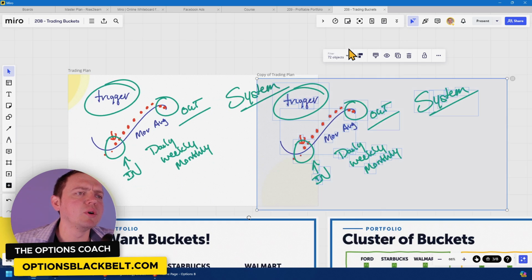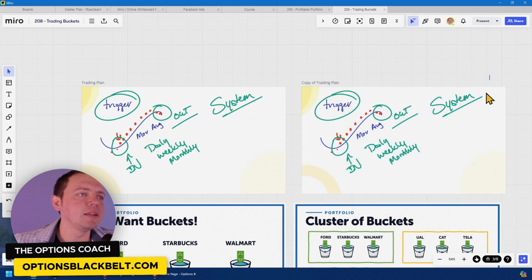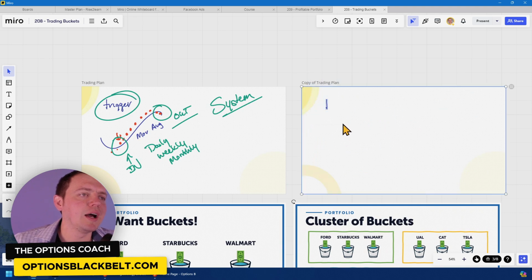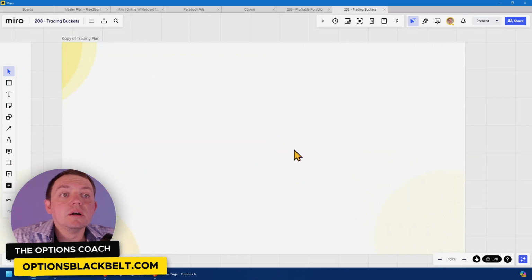So what we want to do next is go in and create maybe another system or strategy or concept and go into the next bucket.